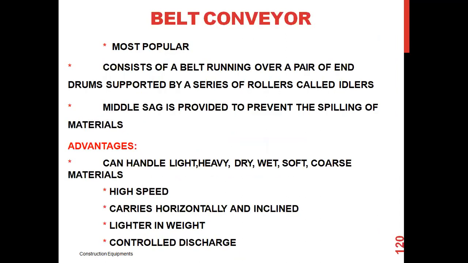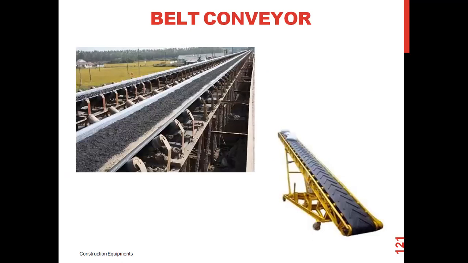Previously, we have seen these belt conveyors. They are the most popular, and consist of a belt running over a pair of end drums supported by a series of rollers called idlers. The middle sag is provided to prevent the spilling of materials. The advantages: they can handle light, heavy, dry, wet, soft, coarse materials with high speed, and carry horizontally and inclined, lighter in weight. Controlled discharge can be seen by using these belt conveyors.